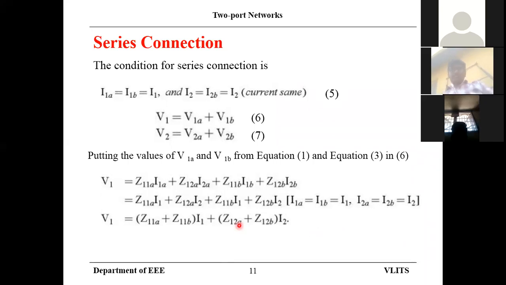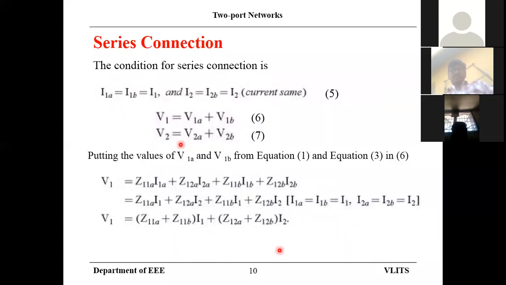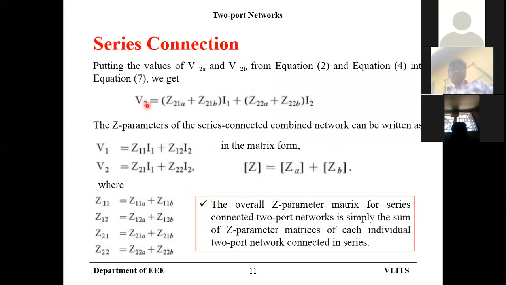Then similarly, if you take equation number 7, this is V2 is equal to V2A plus V2B. So you can substitute the values of V2A and V2B from equations number 2 and 4. Then you will get the equation for V2.